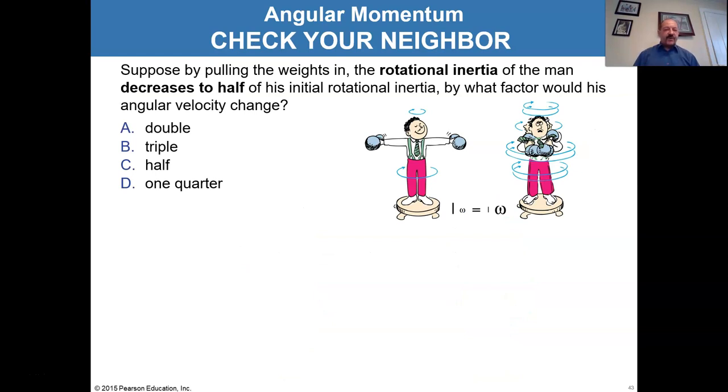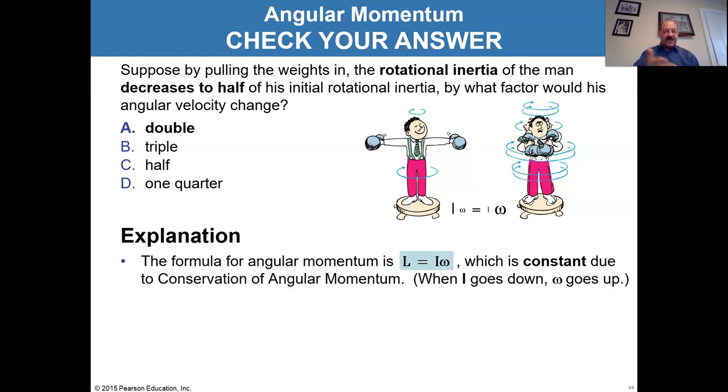So suppose by pulling in the weights, the rotational inertia of a man decreases to half. So we're dropping I to half of I. By what factor will the angular velocity change? Well, these two are inversely proportional. If you multiply the two together, they equal the same product afterwards. So if one goes up, the other will go down. So if we cut the rotational inertia in half, we will double the rotational velocity, the rotational speed. And that is because L is a constant in this unless we add some external torque to it.